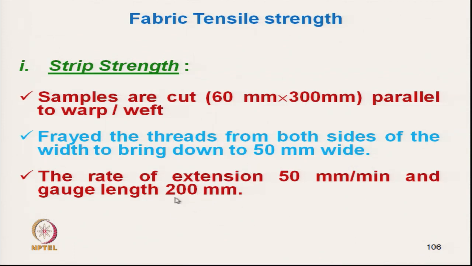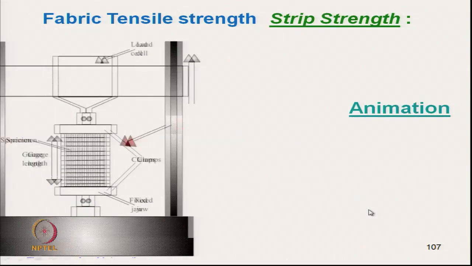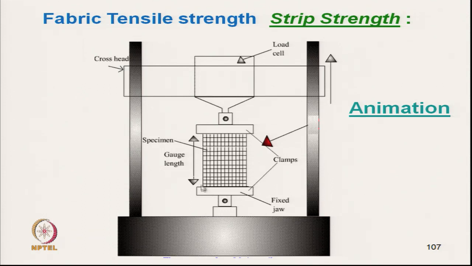So, as we have already mentioned, this is the effective specimen size and the rate is 50 millimeter per minute, and this is the instrument. So, then after that we put this fabric in the jaw, and this is a constant rate of extension type of machine. Here the bottom jaw is fixed and the top jaw is moving and the fabric gets extended, stretched, and we measure the breaking load.